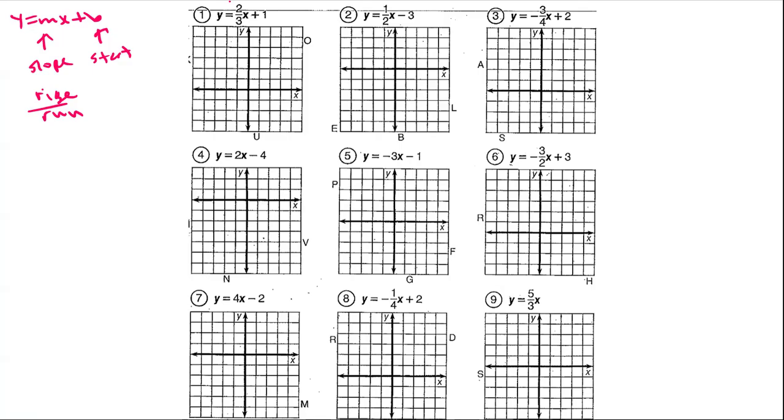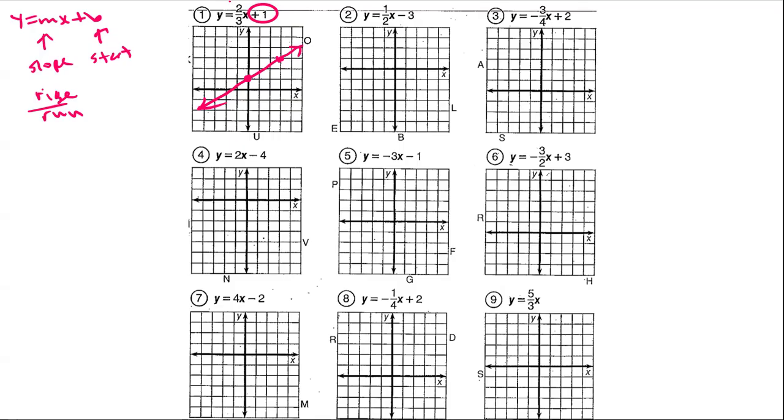So in this case, we have y is equal to 2/3 x plus 1. So again, I want to start at 1, right? So I'm going to plot that point there. Then I have 2 over 3. So that means I'm just going to go up 2, 1, 2, and then over 3, 1, 2, 3, right? And then I just draw my line. And there's my graph.